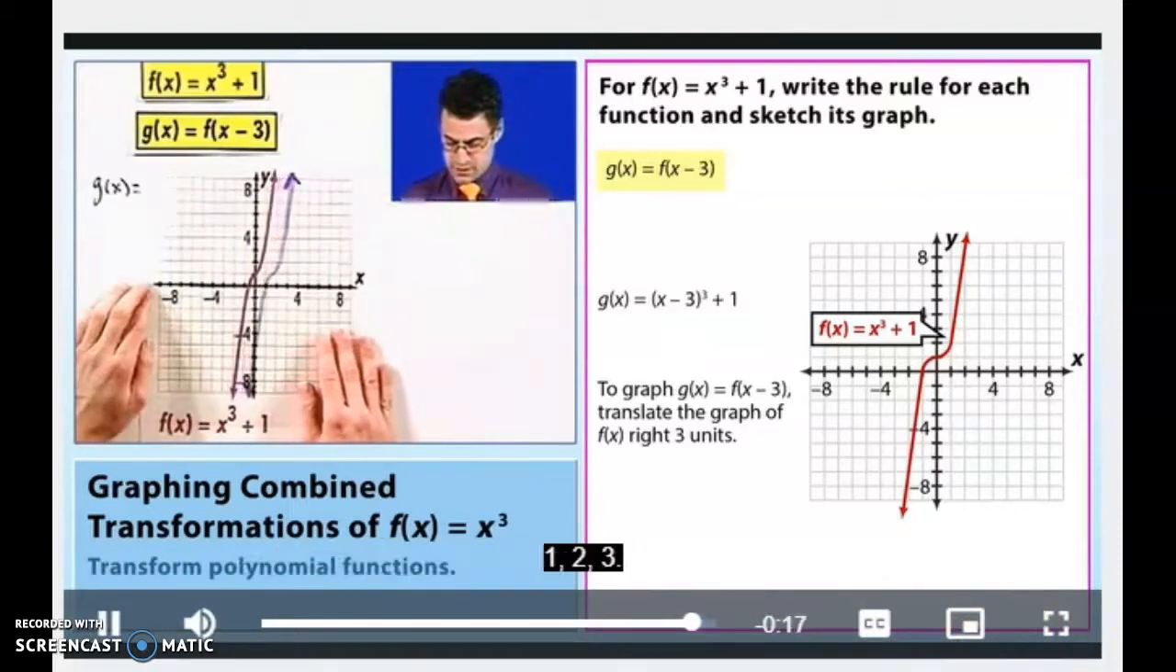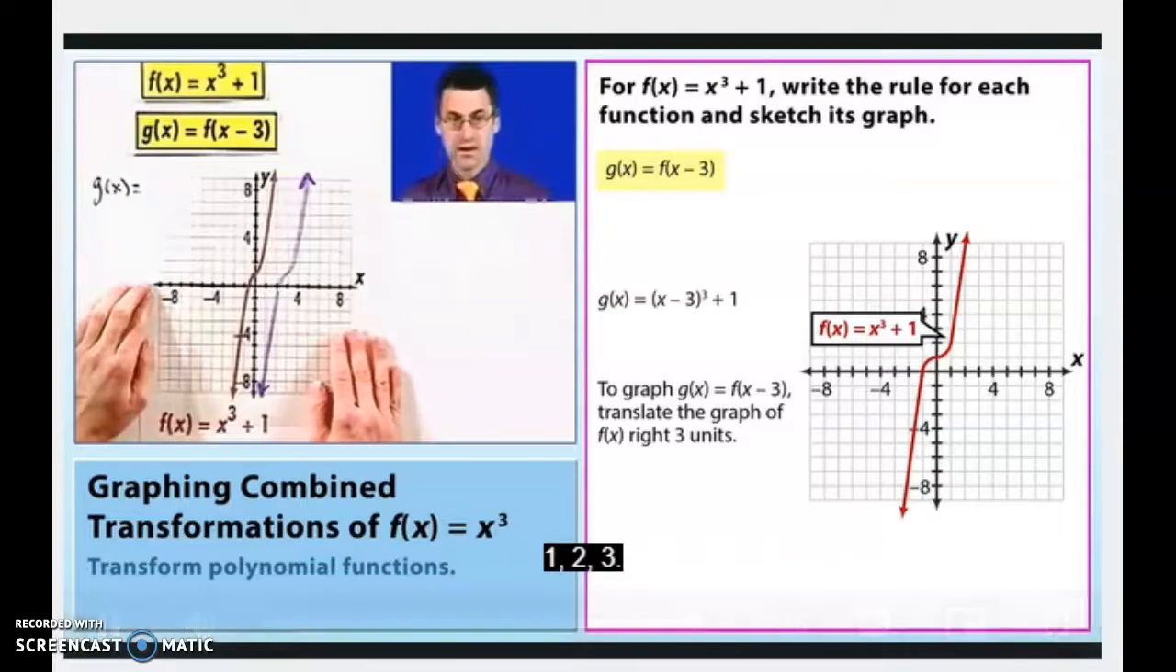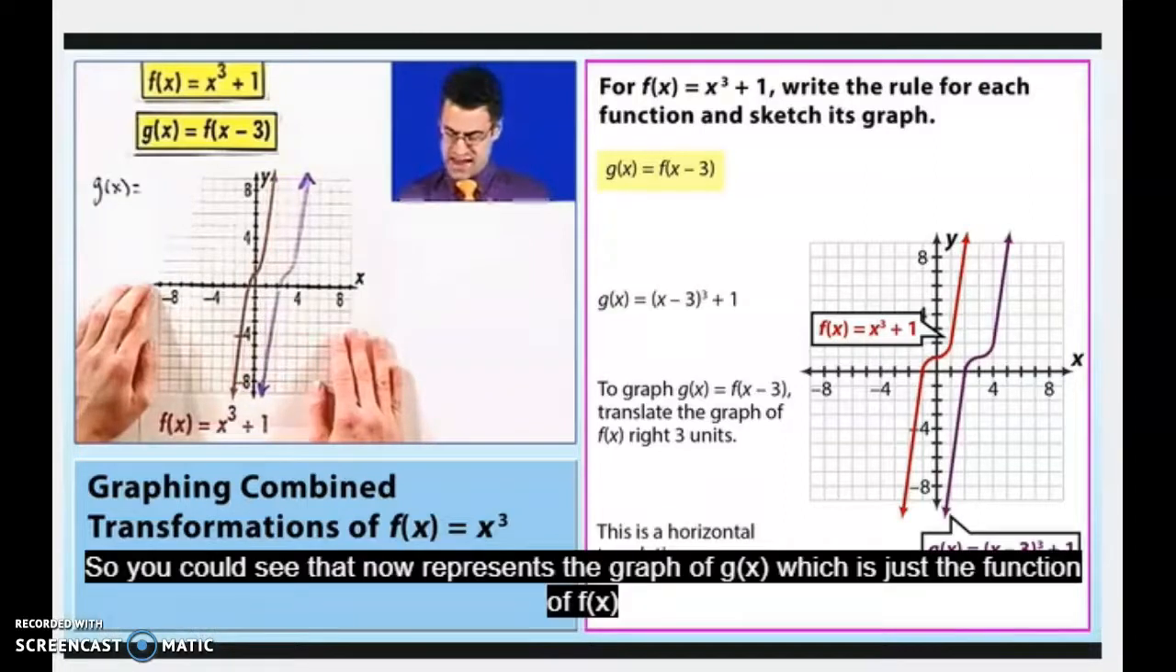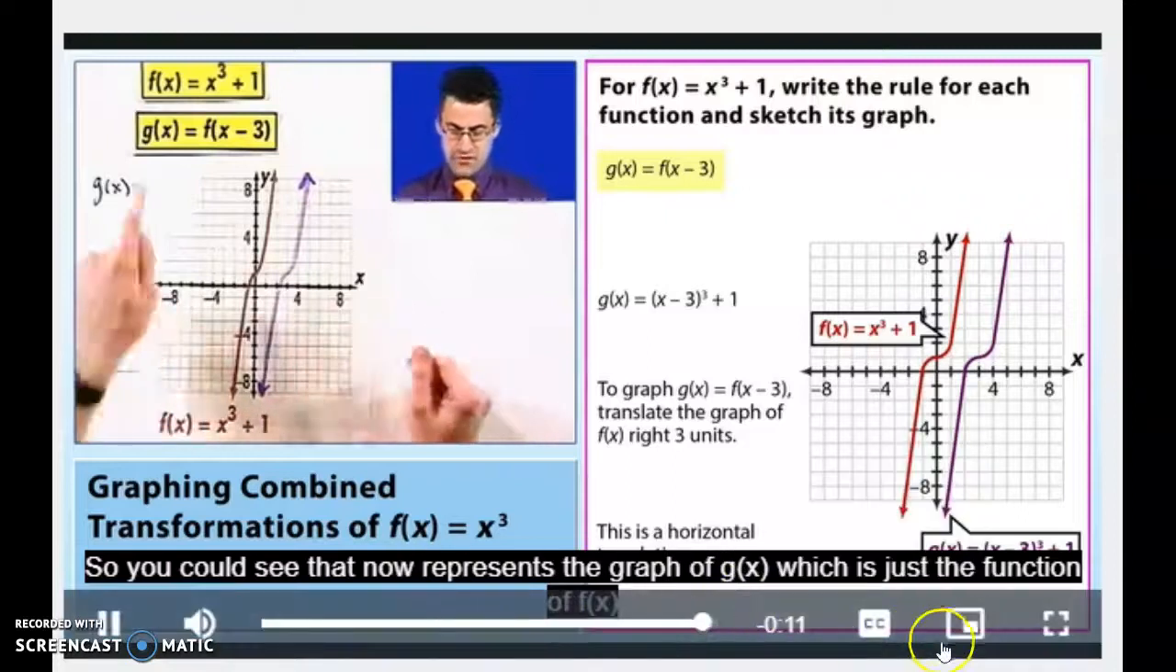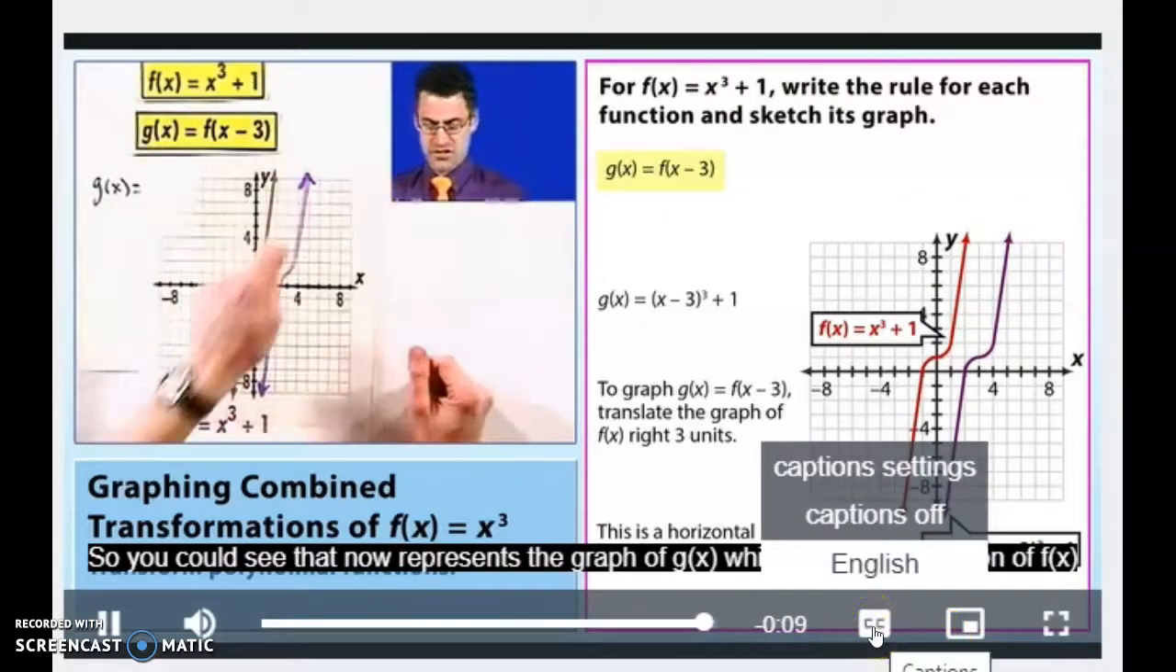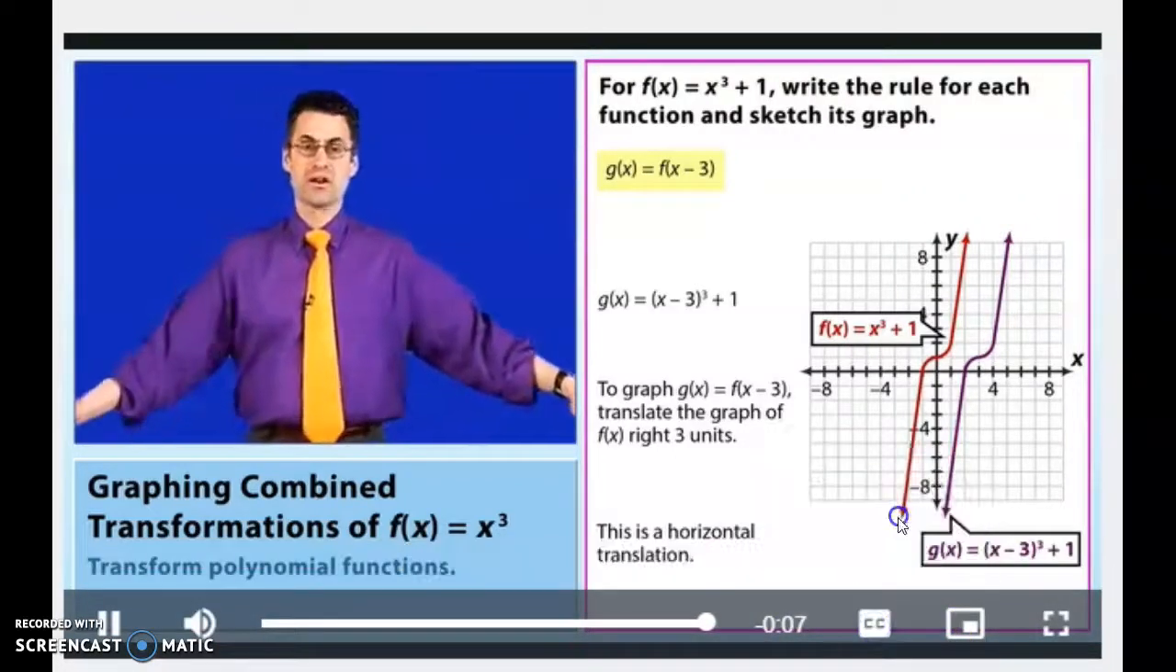1, 2, 3. So you can see that now represents the graph of g of x, which is just the function f of x shifted 3 units over to the right.